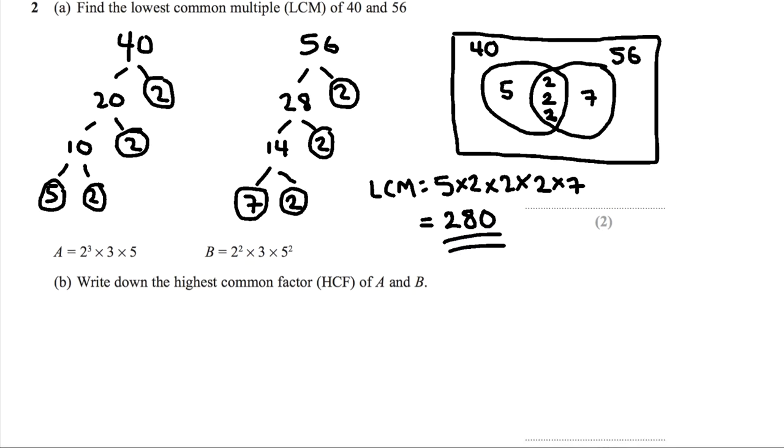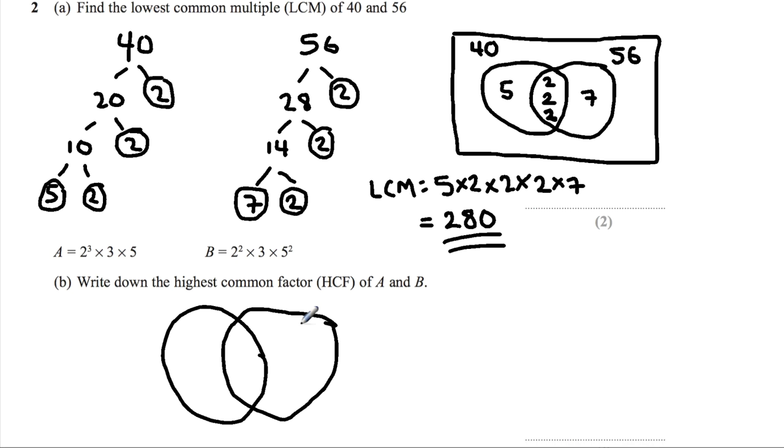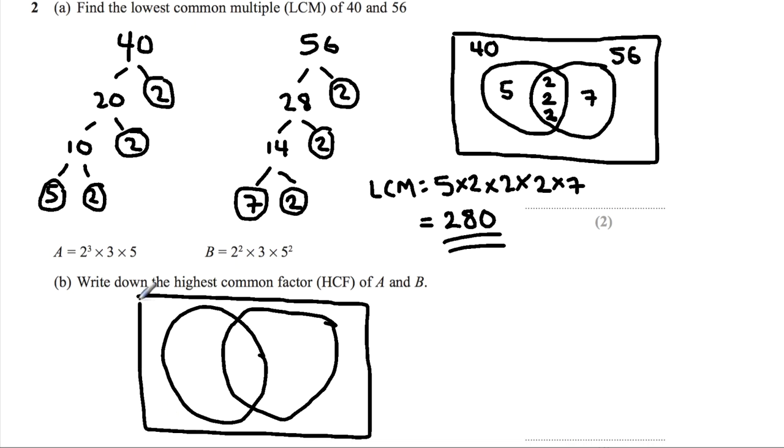Question 2b, write down the highest common factor, HCF, of A and B. So again, to answer this question, we're going to construct a Venn diagram. So A and B, the common prime factors are 3, 5, 2, and 2. The last 2 remaining here, and on this side we have 5.